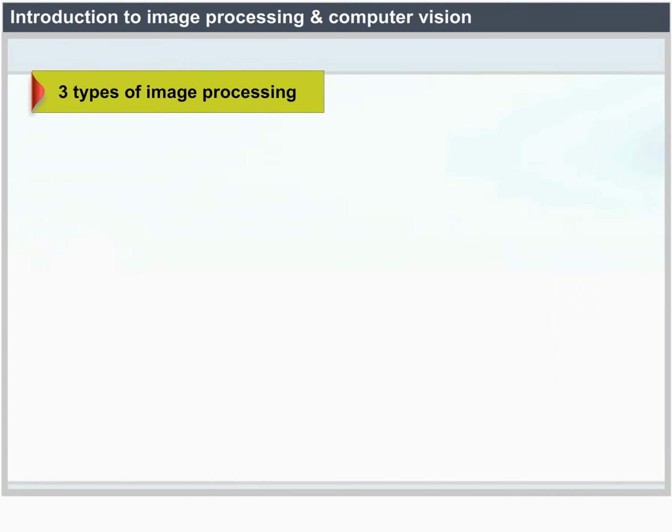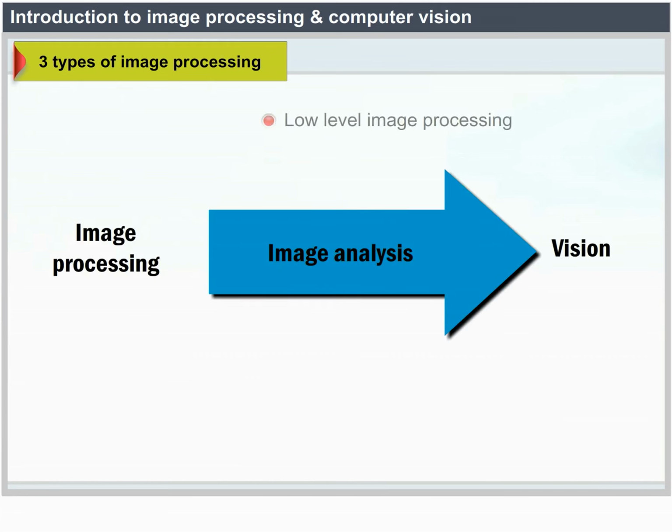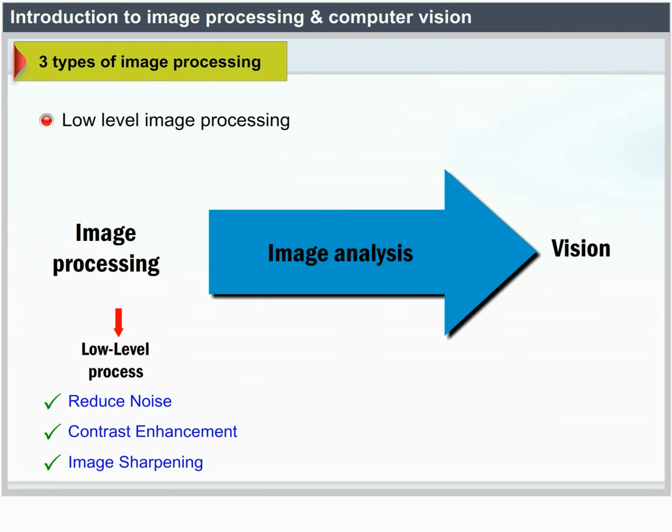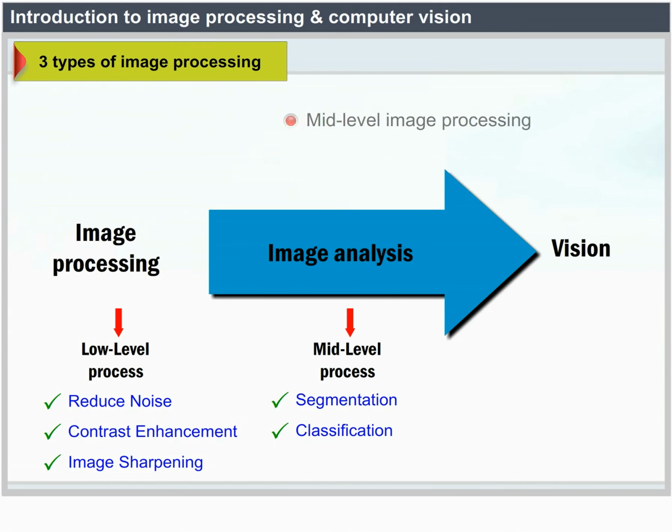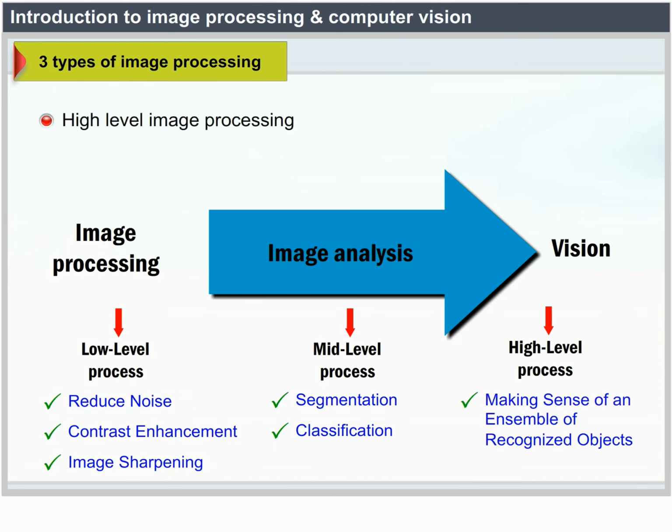Three types of image processing: low-level image processing, mid-level image processing, high-level image processing. Please view the diagram.